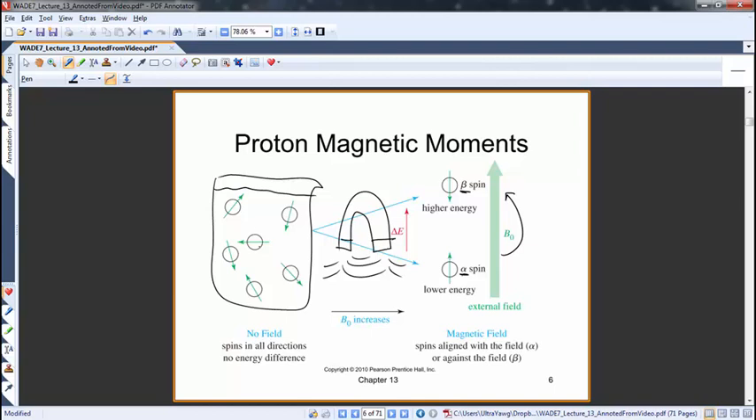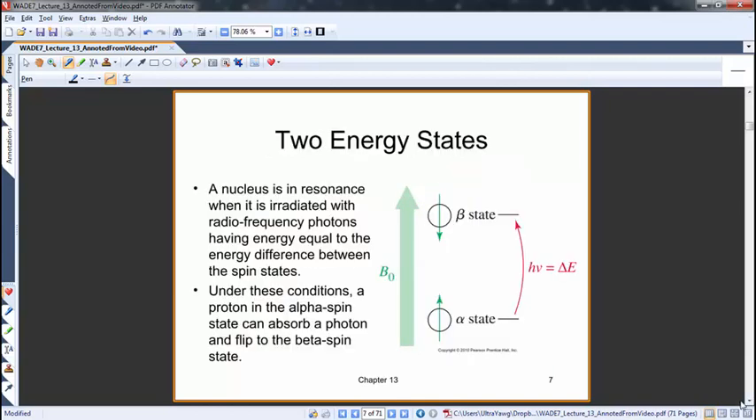So basically we're forcing this dichotomy between the two states. And then we irradiate with a certain amount of energy to convert the alpha state to the beta state. Now it turns out the amount of energy we need to add is actually really low, right? It sounds like it's a really high, crazy thing, but it's actually radio waves.